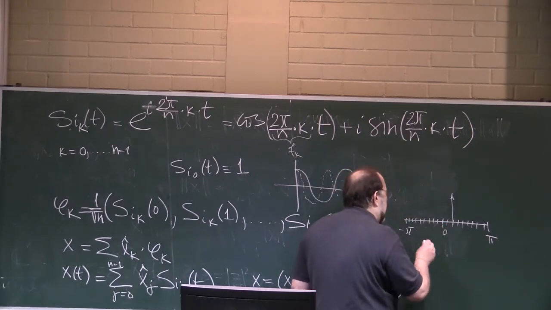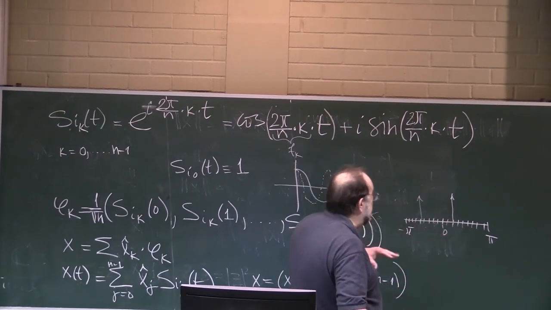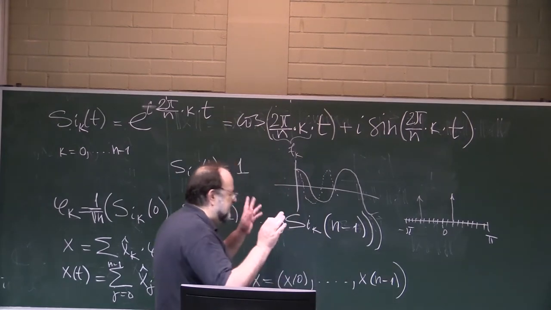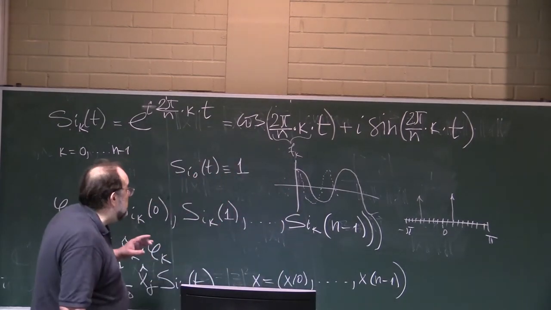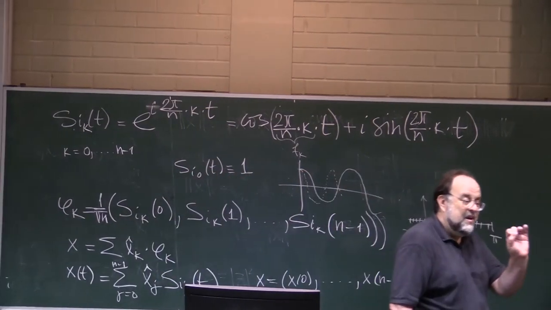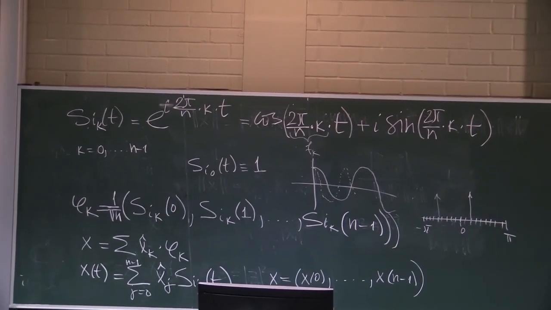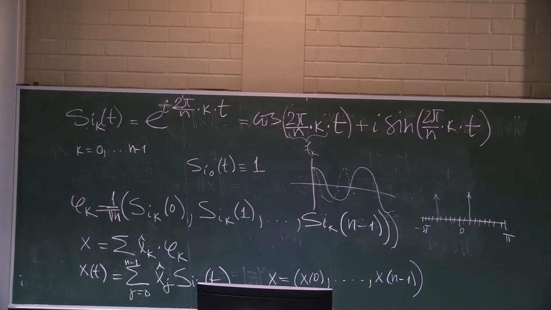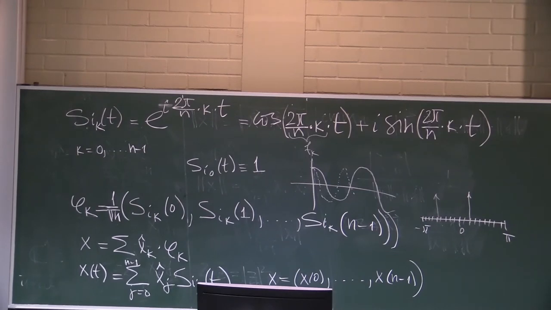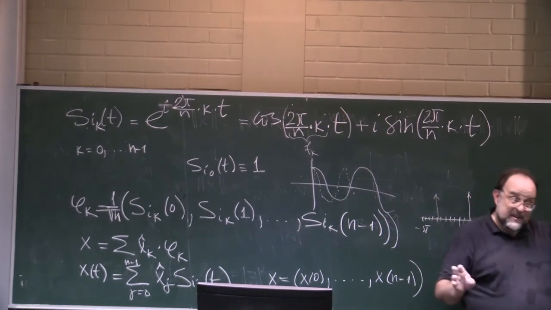Actually, there will be two spikes. One will be here and one will be here for the negative frequencies, but you will see this later. The point is, the basis is so important because when you represent your vector in this, at first strange, basis, the coefficients tell you something. The coordinates tell you how much of each frequency is present in your signal.